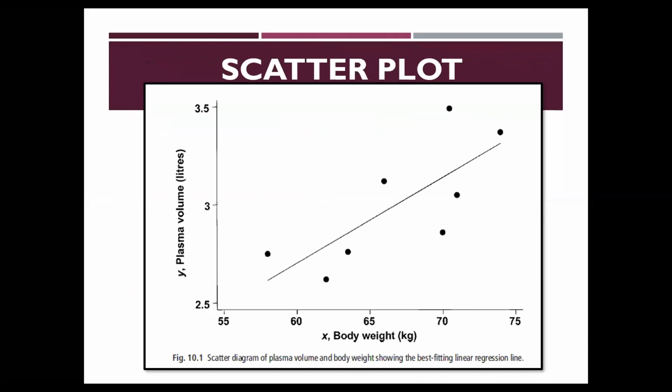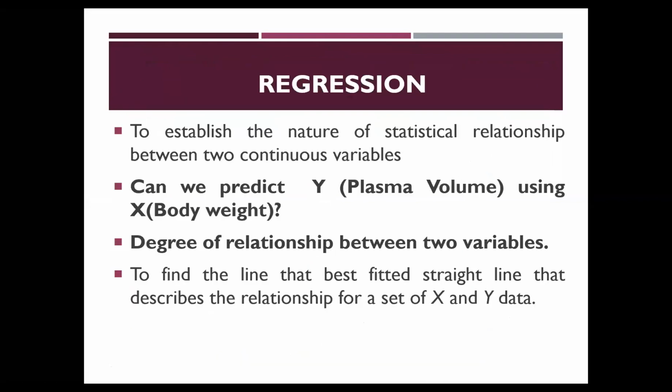This is a scatter diagram for the same data. It's a small data set, but I'm showing it just as an example. The next step is to establish the nature of the statistical relationship between these two continuous variables. I'm emphasizing that the two variables are continuous, which you have to remember. I'm not talking about any other types of variables. In today's presentation, x and y will be only continuous variables.